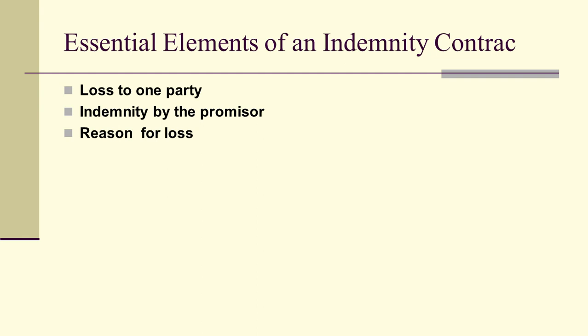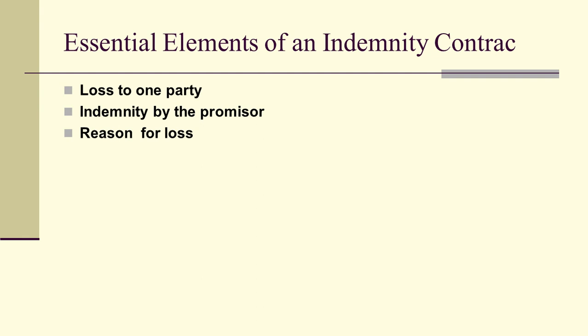There are essential elements of an indemnity contract. Loss to one party: if one party faces losses, the other party is liable to pay against those losses. Indemnity by the promisor, the indemnity provider: he will be liable for the payment of all losses to the promisee.